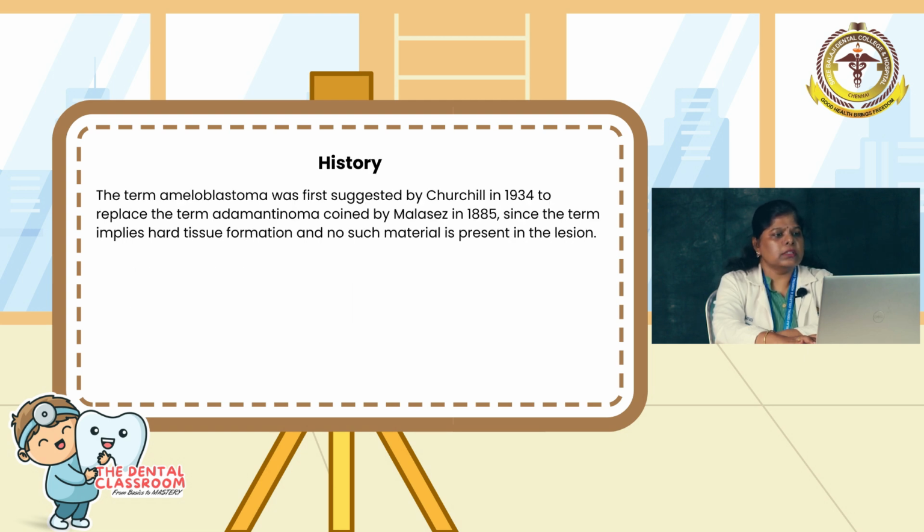History. Here the term ameloblastoma was first coined by Churchill in 1934 to replace the term adamantinoma coined by Malassez in 1885, since the term implies hard tissue formation and no such material is formed.